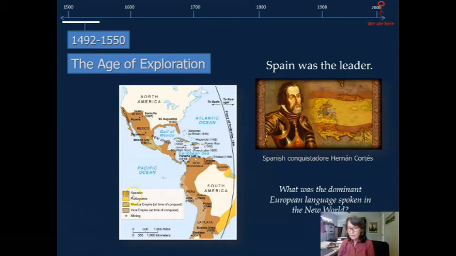So here's brown for Spanish, okay? Here's California. Here's Texas. Here's Florida. The Spanish were in this part of the New World, of course, all of Mexico, much of South America, way before the English were. So Spanish was the first language spoken in the New World. I'm sorry, the first European language spoken in the New World.